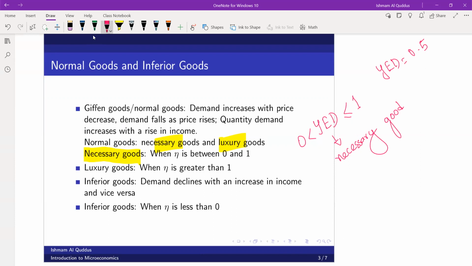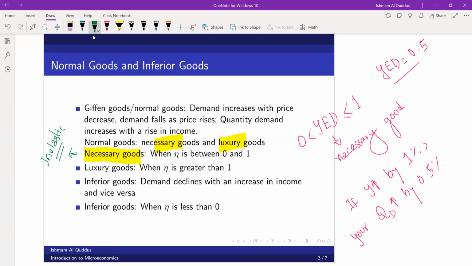Just like the price elasticity of demand, YED can be explained in this way. If income increases by 1%, your quantity demanded will increase by 0.5%. Now, remember these necessary goods are inelastic. So remember this, necessary goods are often inelastic.